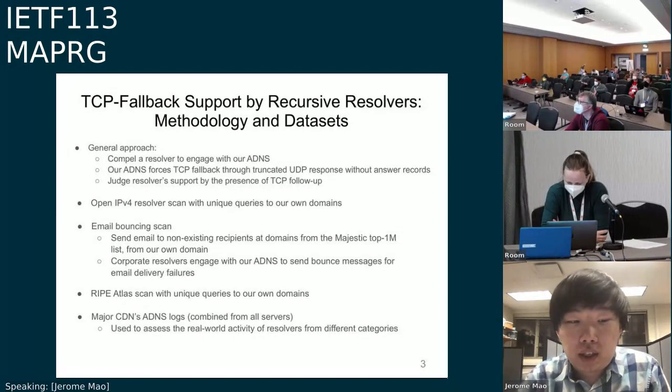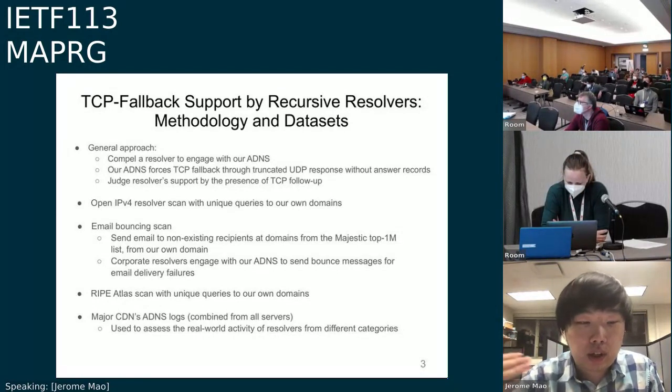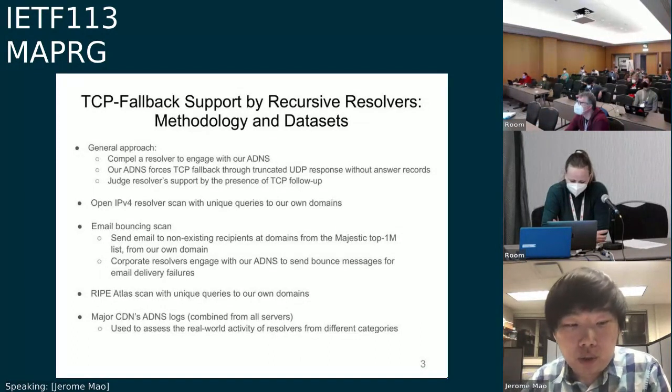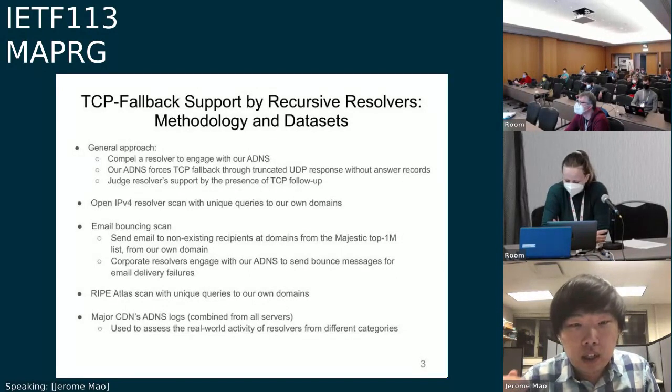So what we did is our ADNS sent truncated UDP responses to the resolvers, and those UDP responses have no resource records at all. Therefore, if the resolvers want to complete the resolutions successfully, they are expected to fall back to the TCP protocol. We have 4 data sets on those resolvers.